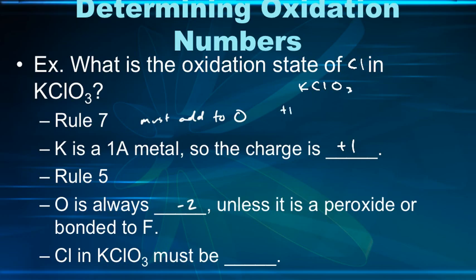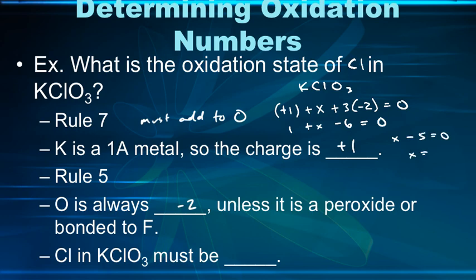Potassium is +1. There's one of them. Chlorine, we'll call that X since we're solving for it. Plus, we have 3 oxygens, and each one is -2, and they have to sum up to a total of 0. Well, now you have 1 plus X minus 6 equals 0. We have X minus 5 equals 0. So X, the oxidation state of chlorine here, is +5. And that might be a little surprising because chlorine by itself as chloride has an oxidation number of -1. But we're going to see a lot of these halogens can have some surprising oxidation numbers.